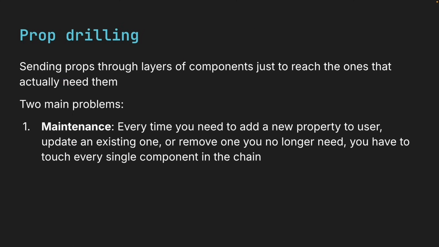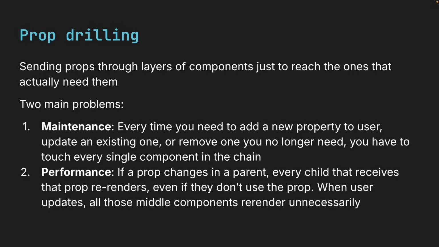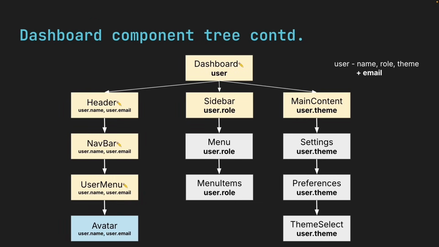The second problem is performance. In React, if a prop changes in a parent, every child that receives that prop re-renders, even if they don't use the prop. So when the user updates, all those middle components render unnecessarily. Of course, React doesn't update the DOM, but it still performs a re-render to figure out if it needs to. So the more you drill, the more wasted work React has to do.